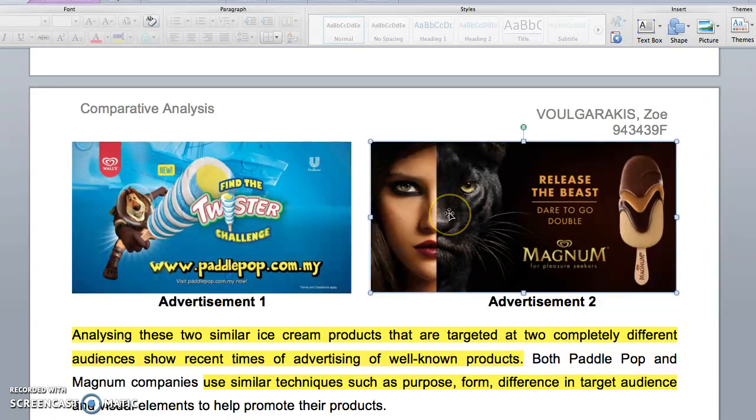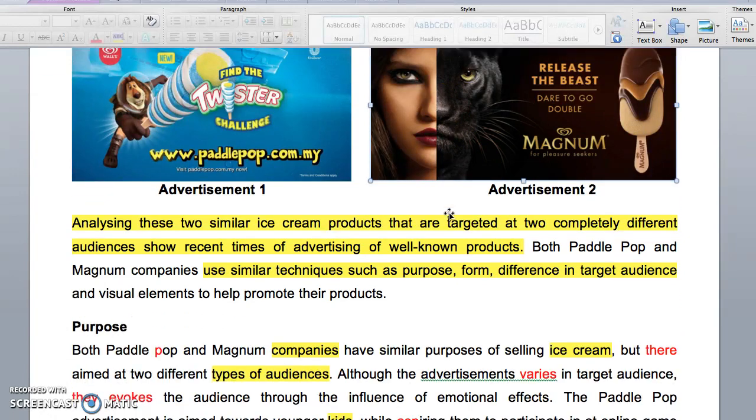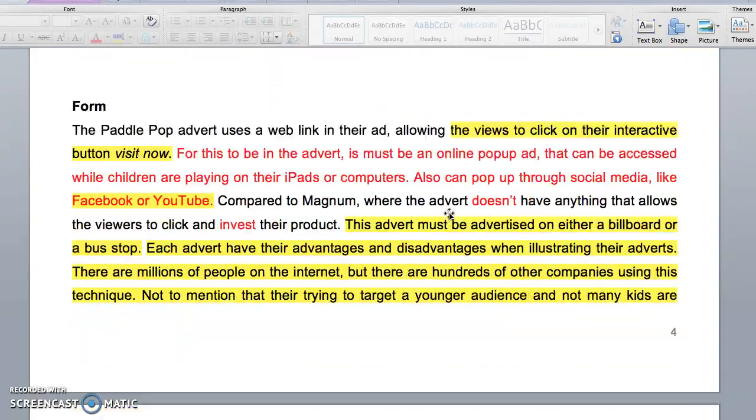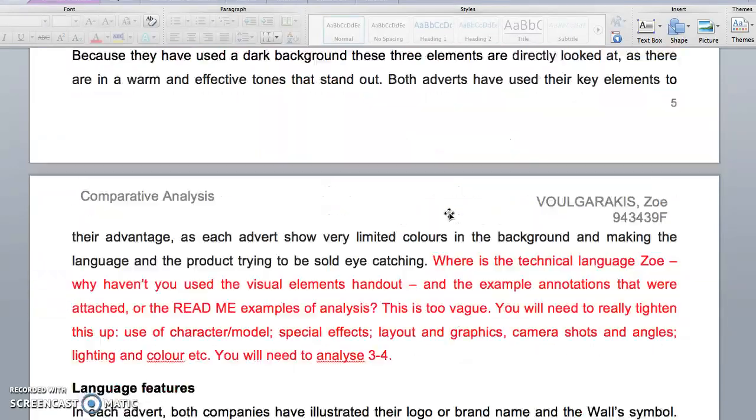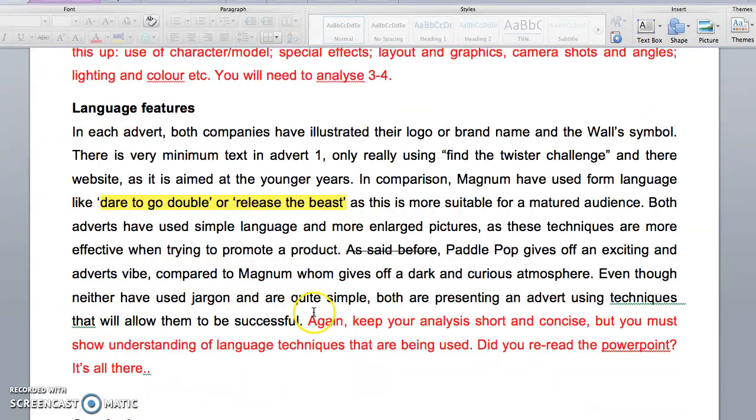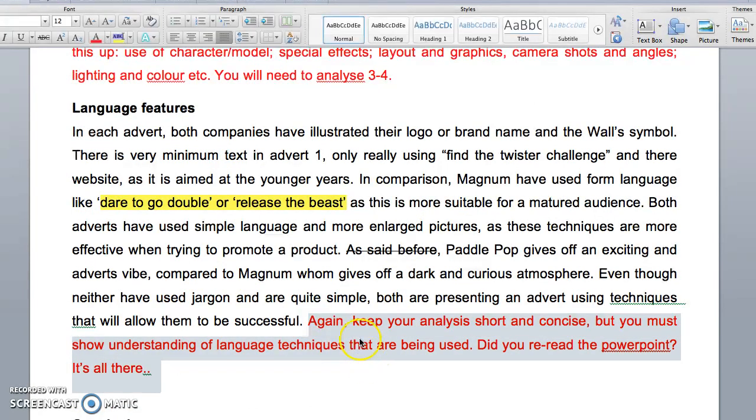So Zoe, you've got to go back and do quite a lot of work in this section. I've given you some tips. Now you go back and finish it off. The same with language. You need to go back to my PowerPoint and you need to read it there, because what you haven't done is actually analyze any language.